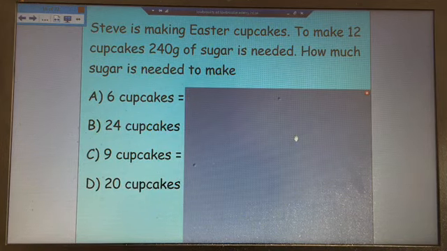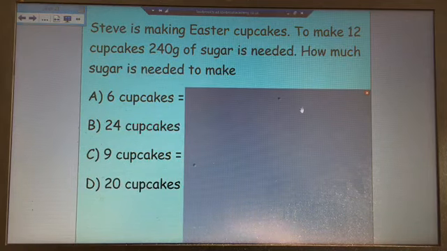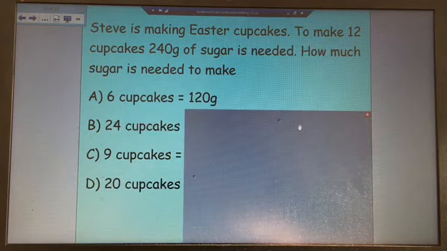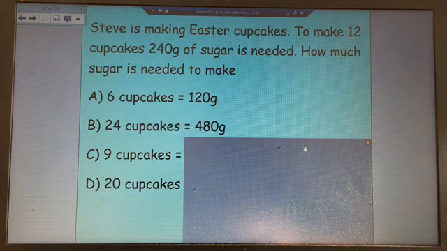So to make 6 cupcakes, he would need half the amount of sugar. So he would need 120 grams of sugar. To make 24 cupcakes, he would need double the amount of sugar. So he'd need 480 grams of sugar.